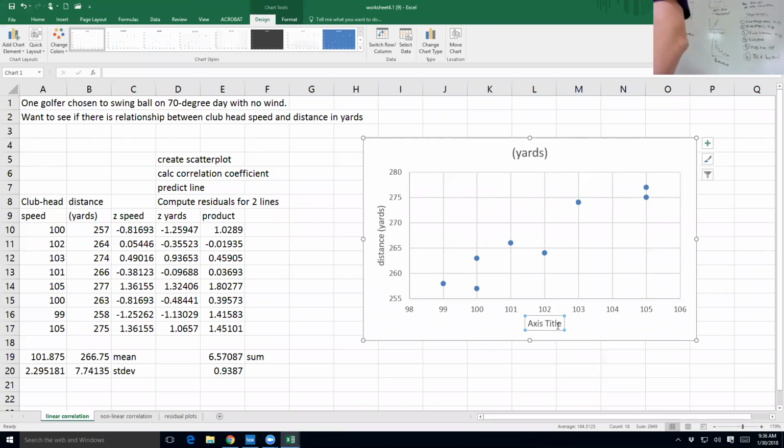And what should this be down here? Speed in miles per hour. And what should I put up here? So this is a golf swing on a 70-degree day, something like that. Now we should have done this step first instead of last, but what do you think? Was our work in vain, or does that look like a straight line pattern to you? It looks like a good straight line pattern, so we're probably okay.